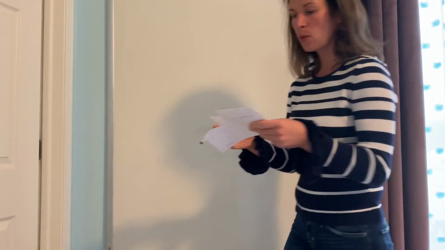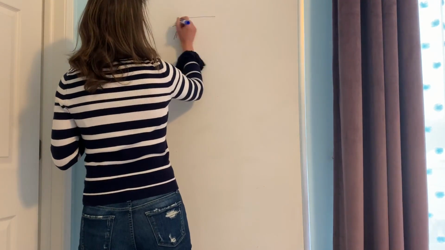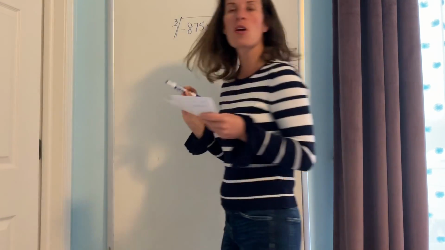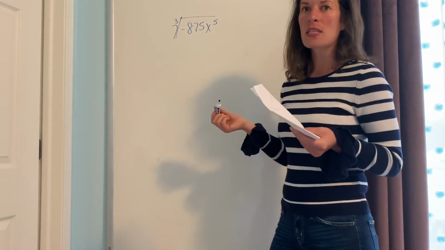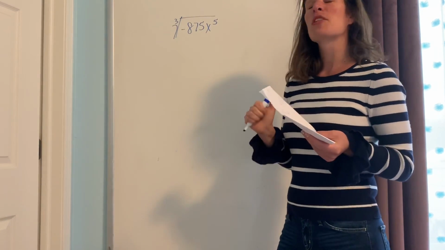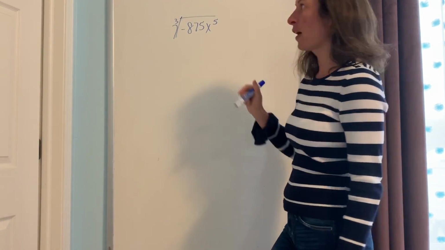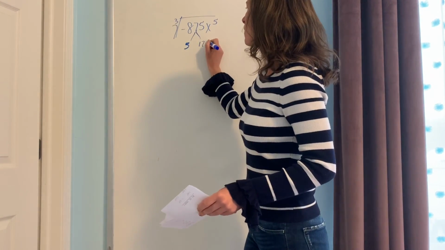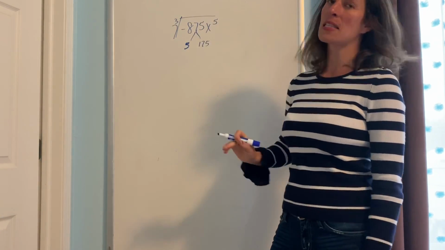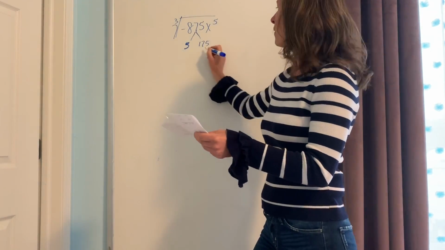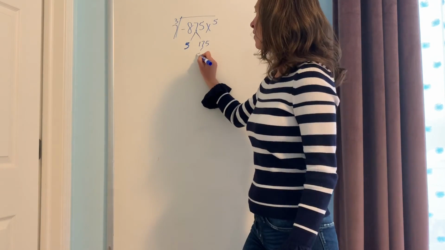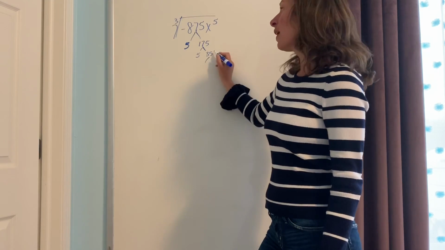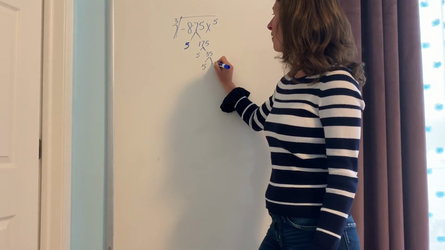So problem 2 is the cube root of negative 875 x to the 5th. So what we're going to do is break this down. I see that it ends in 5, which means I'm going to want to divide by 5. When I do that, I end up with 175. So 5 times 175 is 875. And then I can break that down further. Again, it ends in 5, so I'm going to divide by 5. 5 and 35. It ends in 5 again, so 5 and 7.